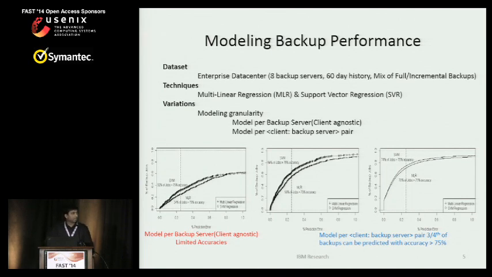We tried both multilinear regression and support vector regression, and a couple of alternatives when it comes to modeling granularity. One approach we took was modeling each backup server by itself, agnostic to the client. The second approach is modeling on a per client, per backup server basis. What we found is just modeling on a per backup server basis gives you very limited accuracies. Only about 32% of the jobs we can predict with more than 75% accuracy. But if you do a per client, per backup server model, which is a more fine-grained model, we found that in our initial results, more than 75% of the backups can be predicted with an accuracy of greater than 75%. So we're working on other heuristics to improve the accuracy and then integrate into the optimization framework. Thank you.